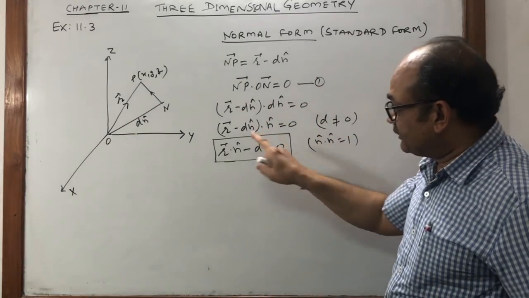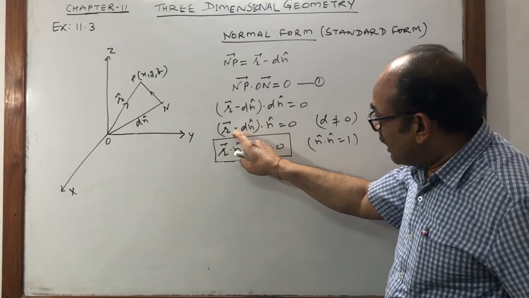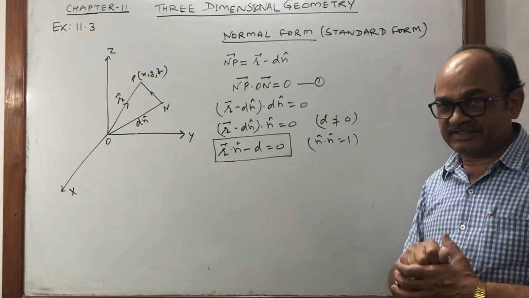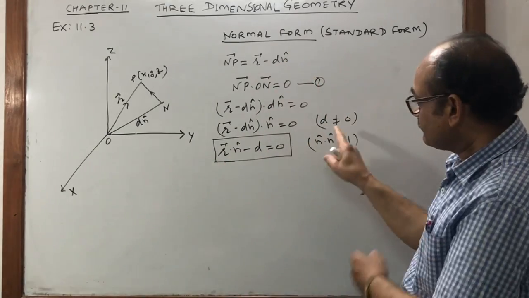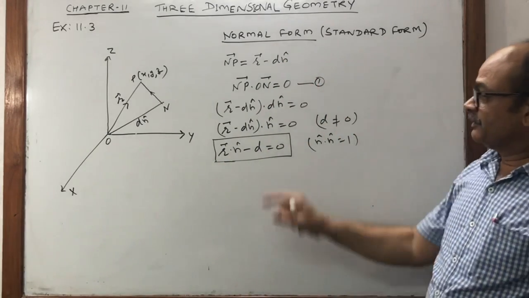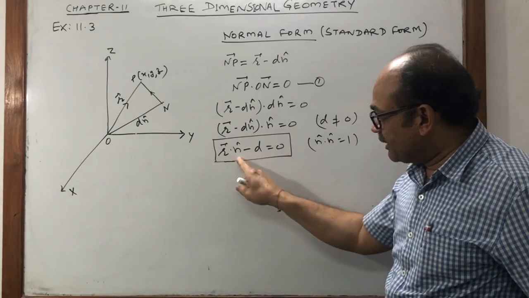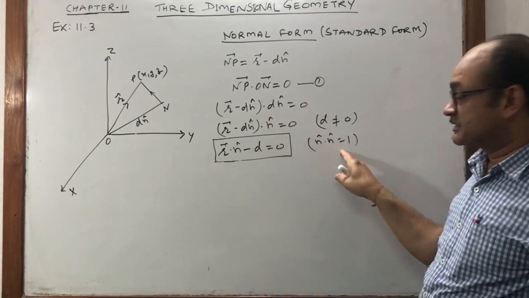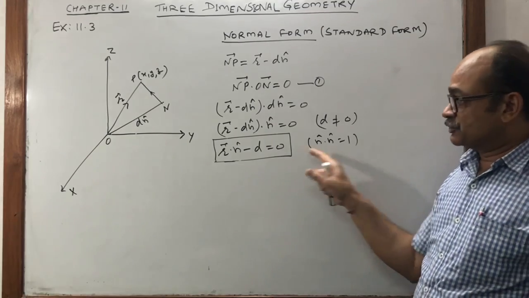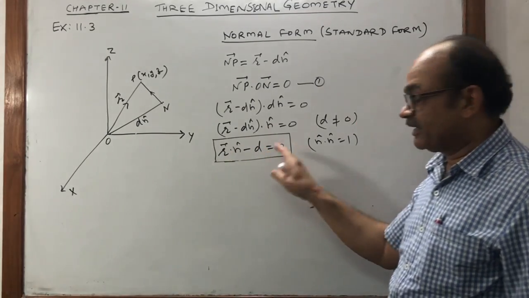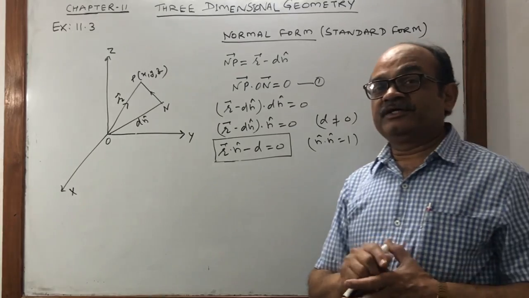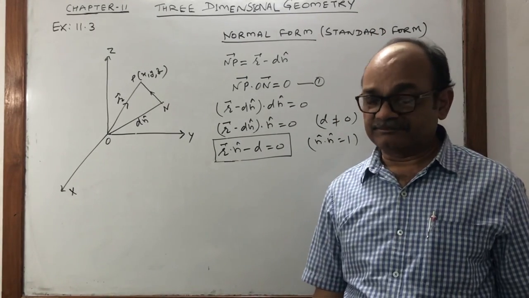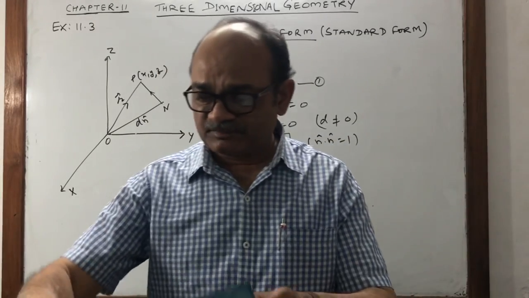If we expand the bracket, R dot n cap minus D n cap dot n cap equal to 0. Why? Because D is a positive quantity. D is the distance. D never equals 0. And n cap dot n cap is nothing but unit. So this form R dot n cap equals D is said to be the normal form or standard form of the plane.